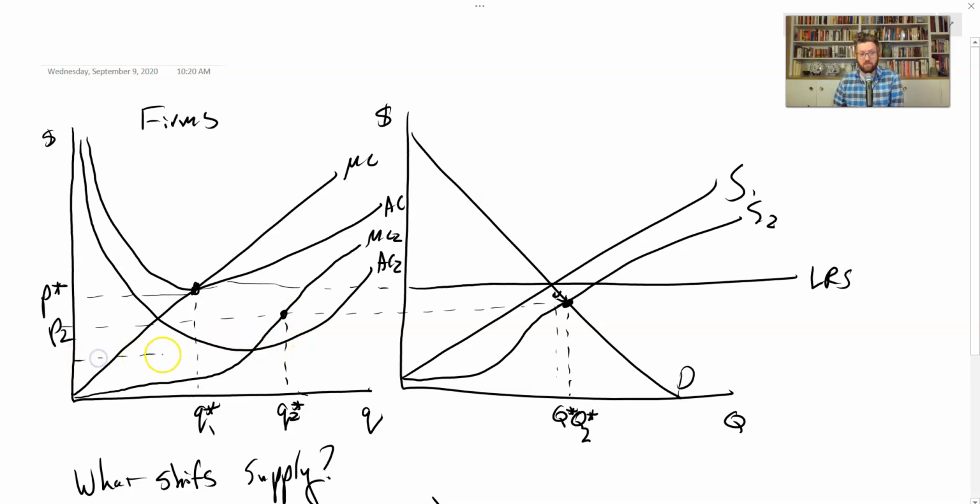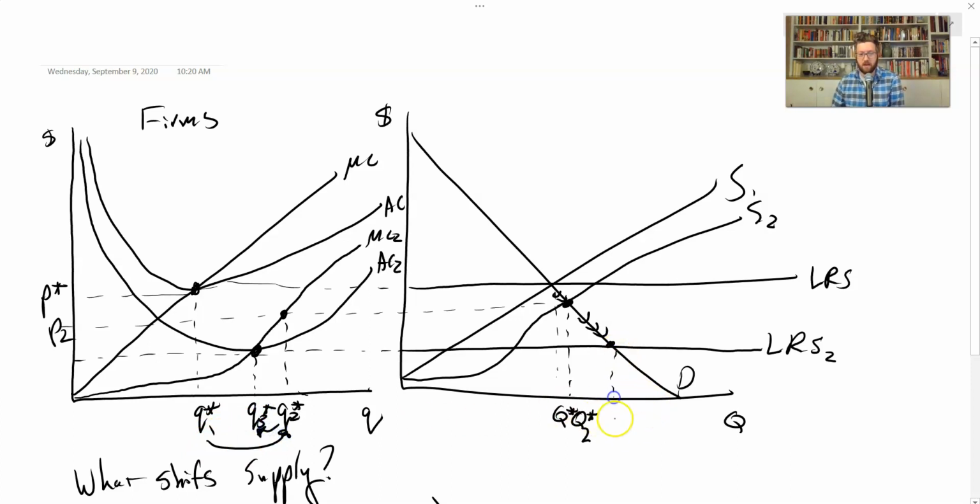This new, more efficient market is going to induce new firms to enter, and we have a new long-run supply because we have a new minimum cost. As new firms enter, cost falls, and the supply that firms make drops down to here. So we go from here down to here. And the total quantity goes up from Q1 to Q2 to Q3.